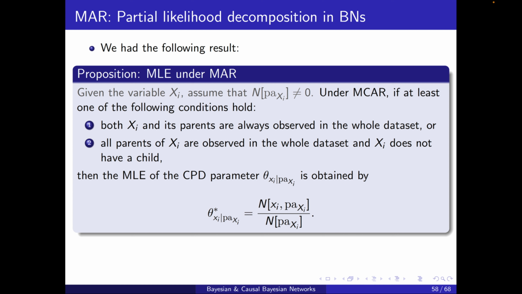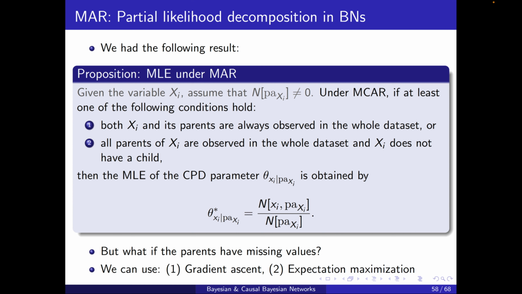To recap the problem, we had this proposition that under MAR, if the parents didn't have missing values and also Xi didn't have missing values, or still the parents didn't have missing values but Xi didn't have a child, then we could just use the MLE method that we previously explained. No special difficulties here. But what if the parents have missing values, as in the previous slide? In this case, we can use one of two approaches, gradient ascent or expectation maximization. And in this lecture, I'm going to talk about gradient ascent.